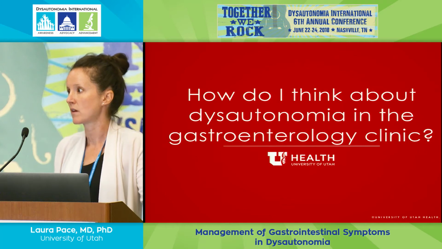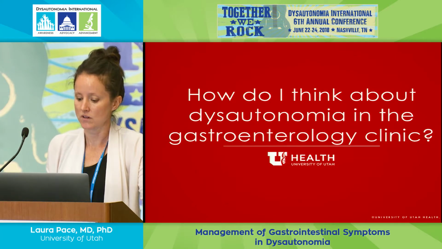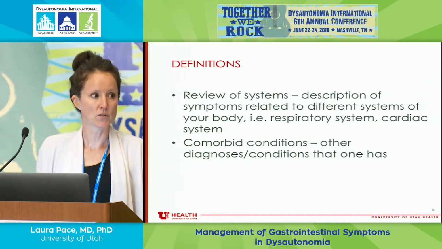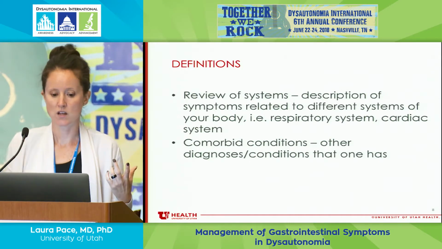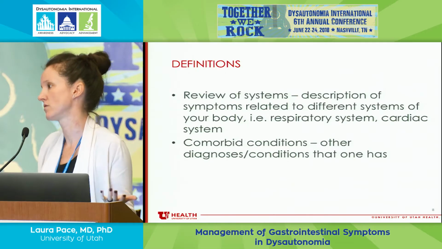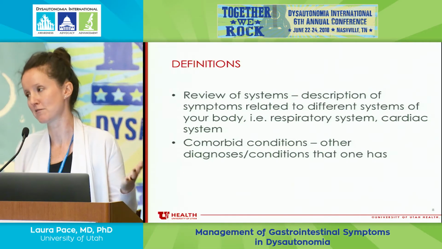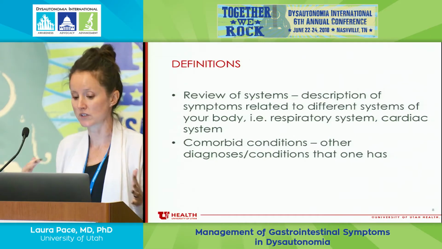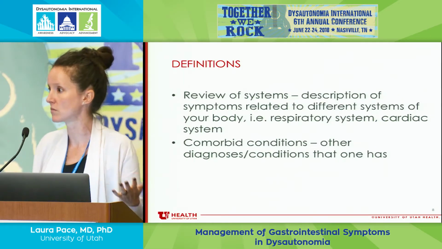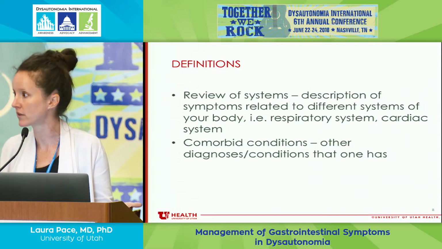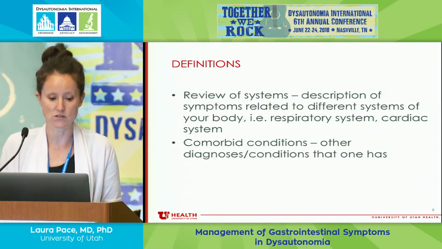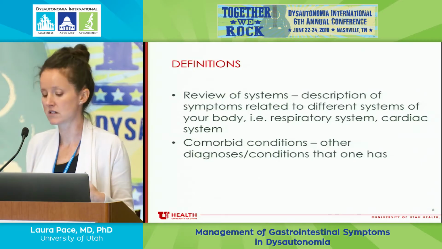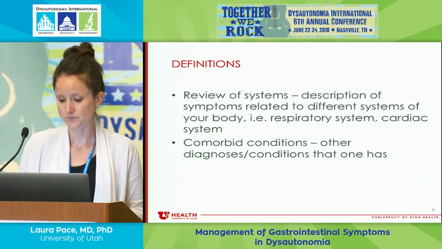So how do I think about dysautonomia within the gastroenterology clinic? I'm going to start with a couple definitions so you know what I'm talking about. Review of systems, I'm sure you have all filled these out extensively for every physician you've ever seen, but just so you know, it's a description of symptoms related to a particular body system. It can be related to the cardiac system, the pulmonary system, or the gastrointestinal system. And then comorbid conditions, these are other diagnoses or conditions that one has.